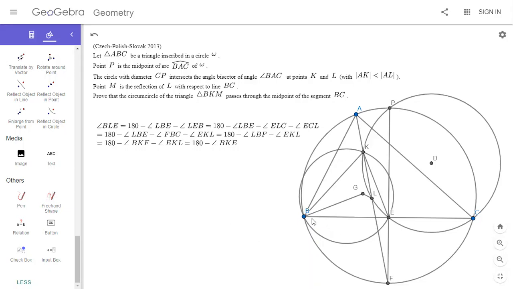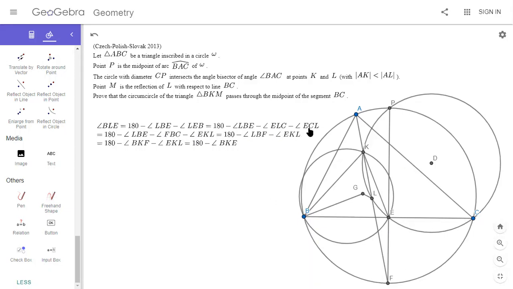PLC equals EPC. Did you say P? I'm sorry. EPC. What is P? Oh, EPC. This equals FBC. Yeah, EPC is FBC. So ELC is EPC, which is FBC.